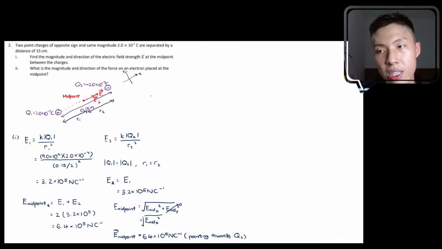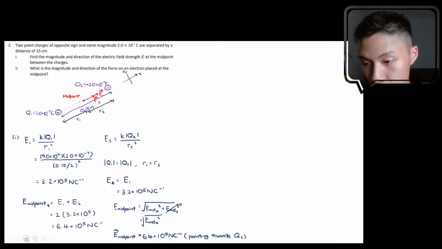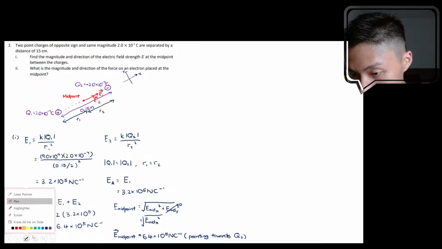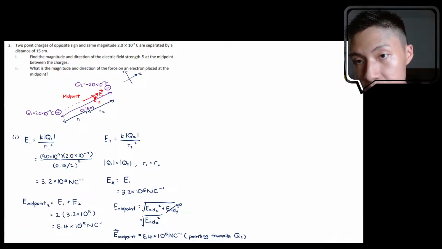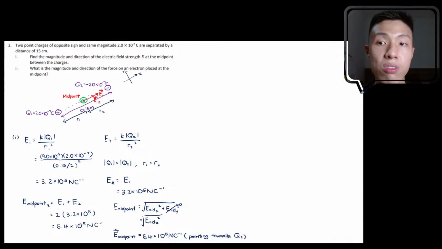The second thing is, what is the magnitude and direction of the force on an electron placed at the midpoint? Let's say you put an electron at the midpoint. What is the force experienced by the electron when it's placed over there?